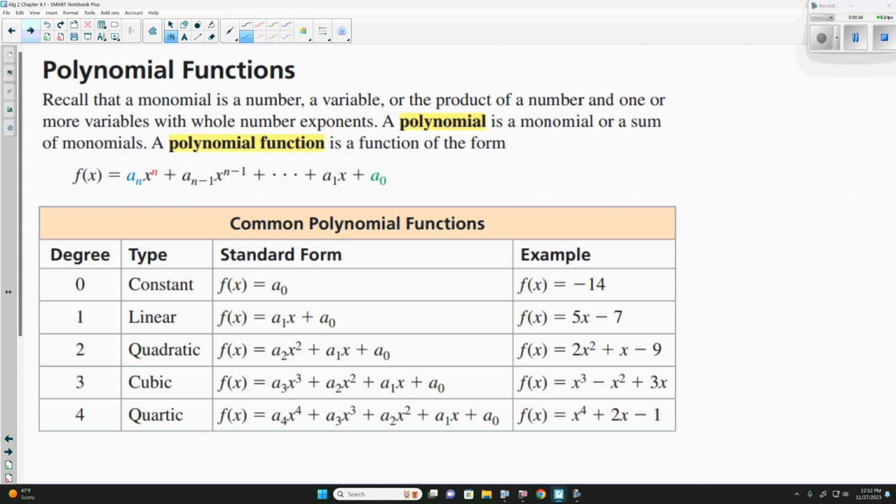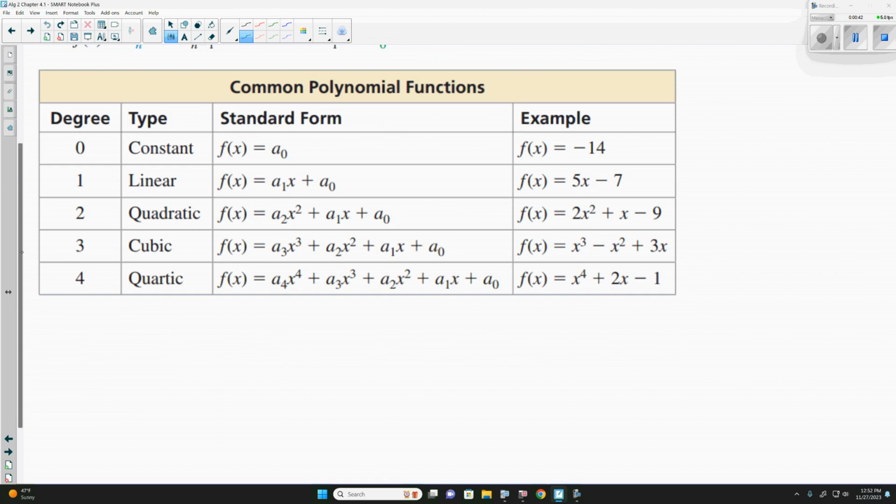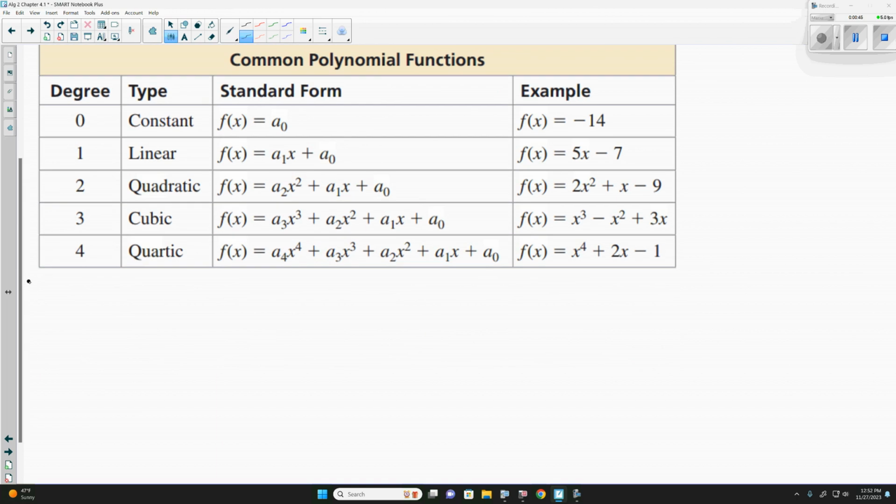A polynomial function is a many-termed expression with monomials, single-term numbers, and variables. Now, these here are 5 different types of polynomial expressions. The first one is a degree 0. If it's a degree 0, we call it a constant function. It's just going to be a number. So negative 14. If it's just a number, it's a constant type polynomial expression with a degree of 0.